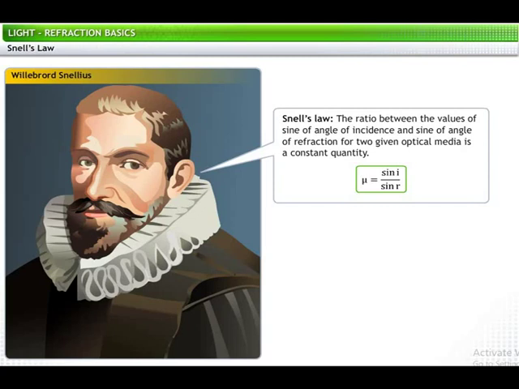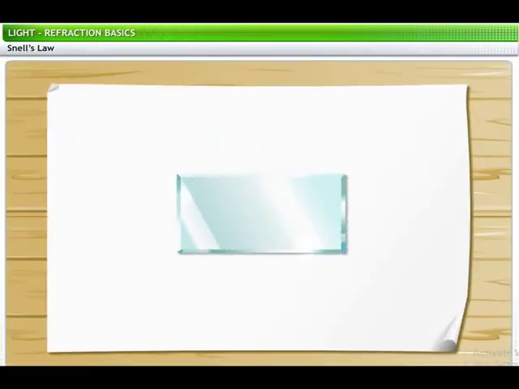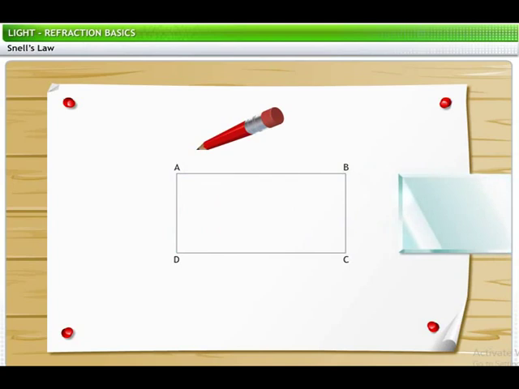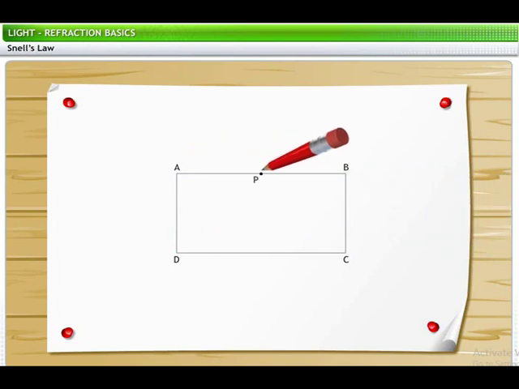Snell's law can be verified through an experiment using a glass slab, a white paper, and some pins. For this experiment, we put a glass slab ABCD on a white paper and fix this paper on a wooden board. Next, we mark the boundary of the glass slab with a sharp pencil and then remove the slab. Then we mark a point P on side AB and draw a normal NP-N1.